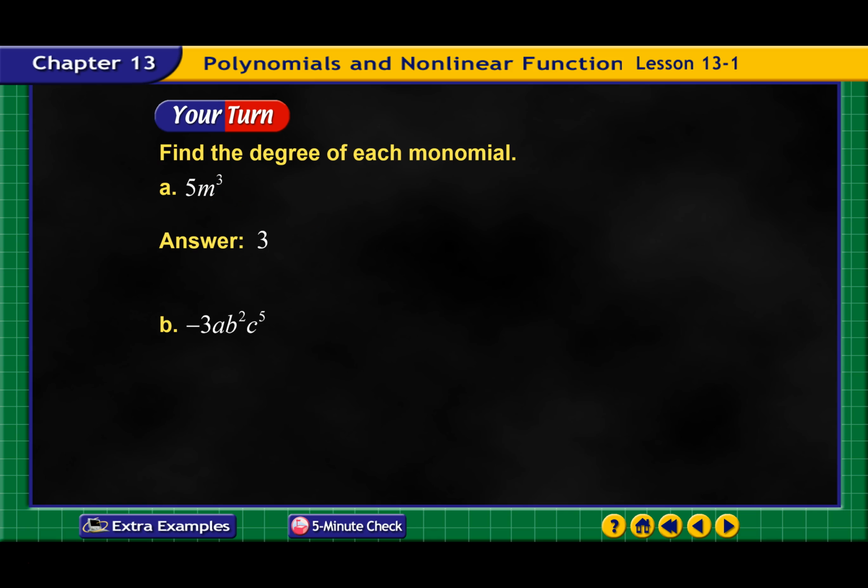All right, letter B, a has a degree of 1. b has a degree of 2. And c has a degree of 5. I'm going to add all three of those together. 1 plus 2 plus 5 equals 8.